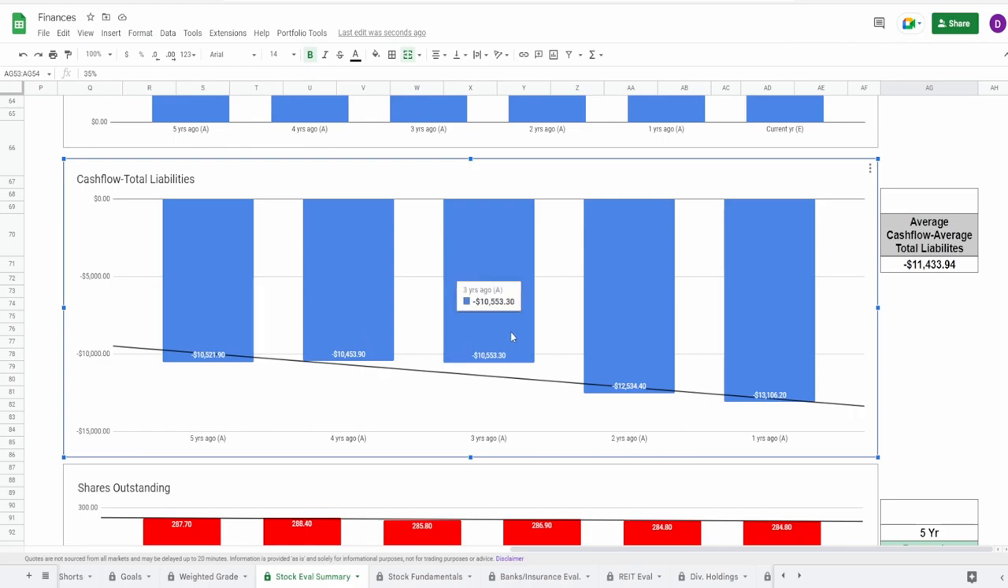$10.45 billion to 3 years ago, $10.55 billion. So it is pretty much decreasing overall. Average cash flow minus the average total liabilities, we get negative $11.43 billion. I'm going to give this like a 5%.